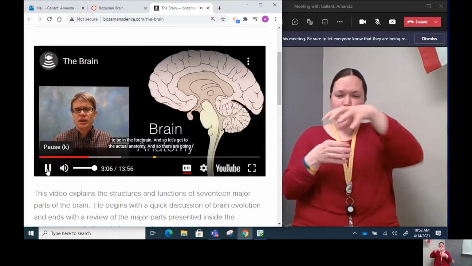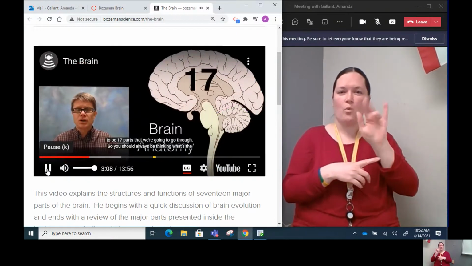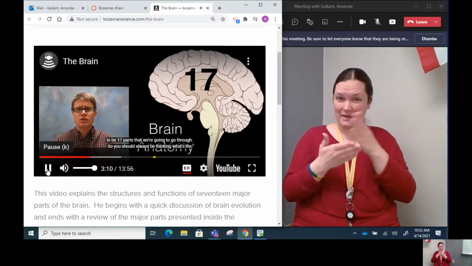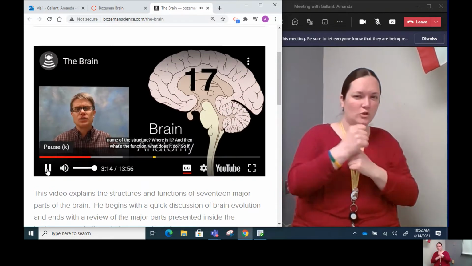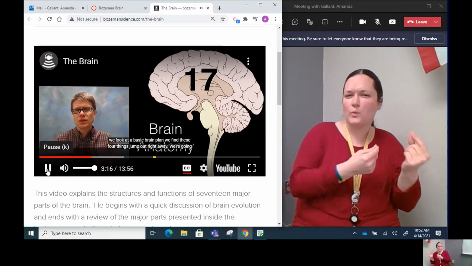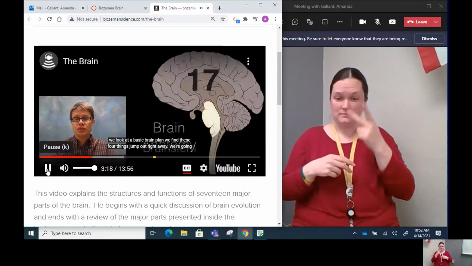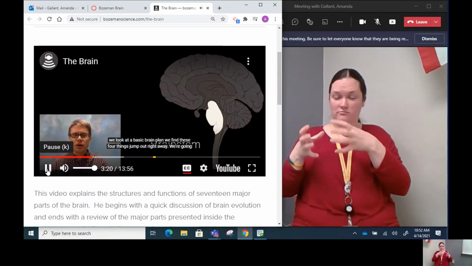And so let's get to the actual anatomy. There are going to be 17 parts that we're going to go through. So you should always be thinking, what's the name of the structure, where is it, and then what's the function, what does it do? And so if we look at a basic brain plan, we find these four things jump out right away.